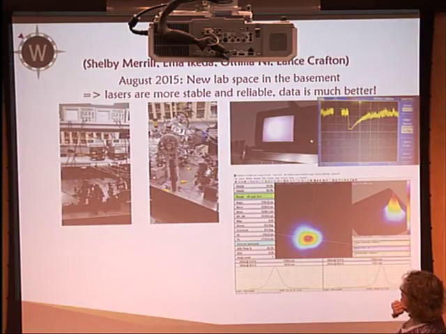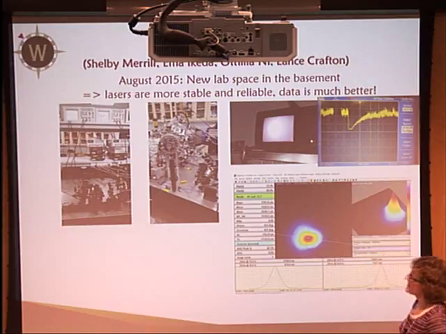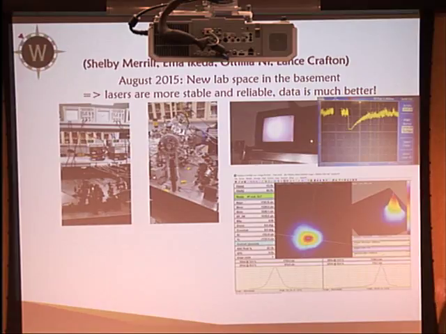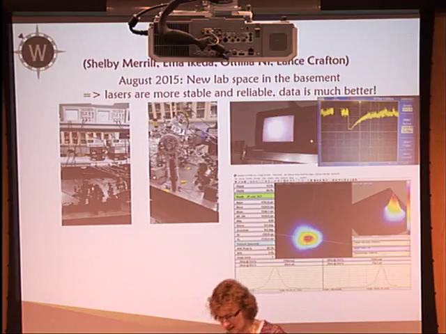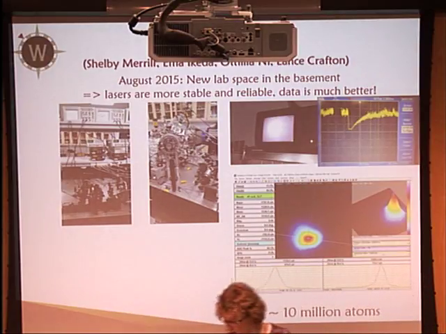We also have some additional tools of how to look at the atoms. This, in the upper corner there, is just looking at the atoms as we did before with the camera. We can look at them with a photodiode. We can look at the spatial distribution. And all of this together allowed us to increase the number of trapped atoms by about a factor of 10. So we have a decent-sized cloud at this point.